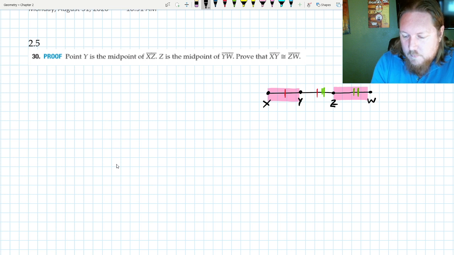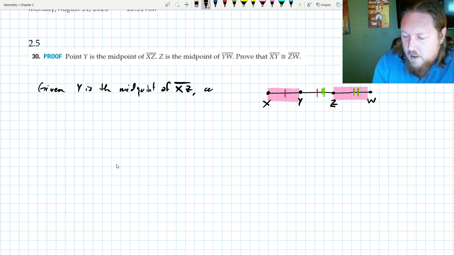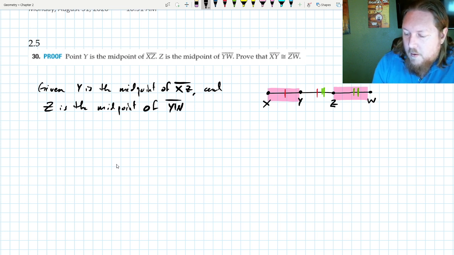So, given Y is the midpoint of XZ and Z is the midpoint of YW, we will show XY is congruent to ZW.